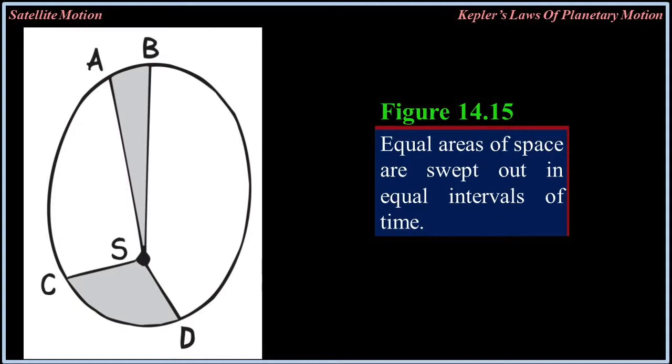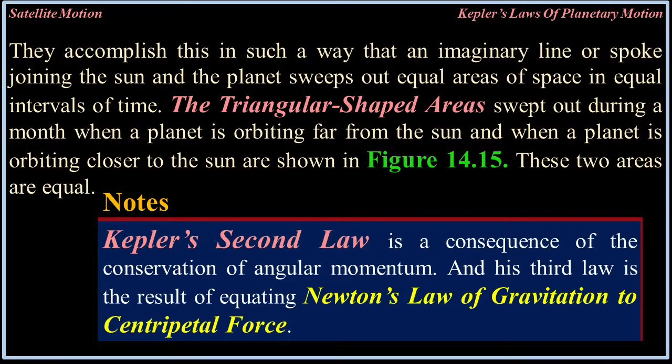The triangular-shaped areas swept out during a month when a planet is orbiting far from the sun, and when a planet is orbiting closer to the sun, are shown in Figure 14.15. These two areas are equal. Notes. Kepler's second law is a consequence of the conservation of angular momentum. And his third law is the result of equating Newton's law of gravitation to centripetal force.